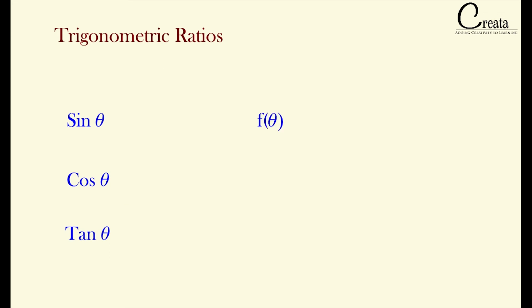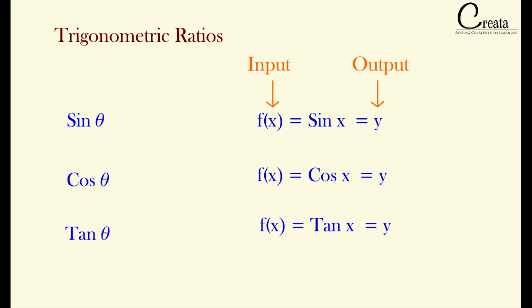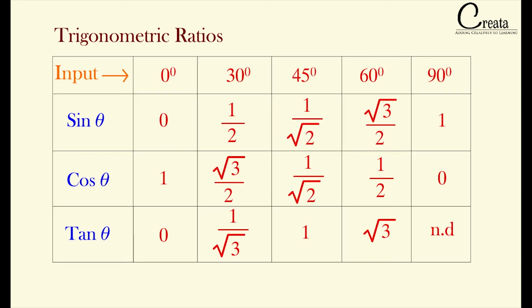In trigonometric ratios as trigonometric functions, the input is theta. We can also replace theta with x just for simplicity. So we can write f(x) equals sin x, which is equal to y, just for denoting trigonometric ratios as trigonometric functions. y here is the output. Let's also do the same thing for cos and tan, because in cos and tan theta also we are getting exactly one output for each input of theta. So we can say all the trigonometric ratios are trigonometric functions.